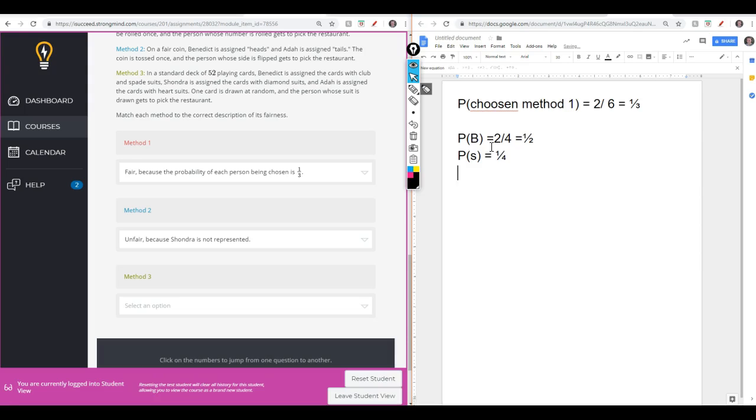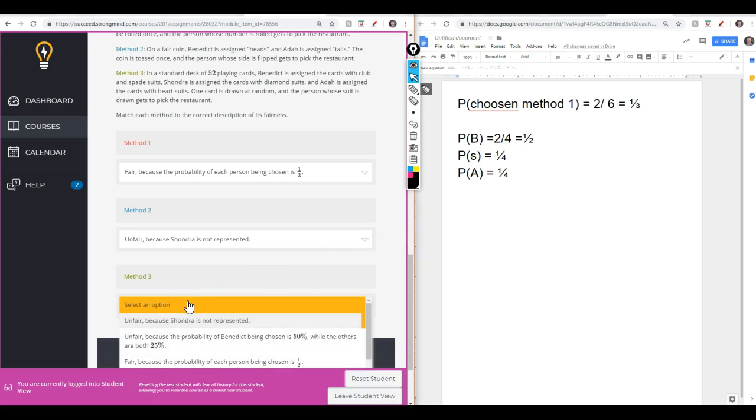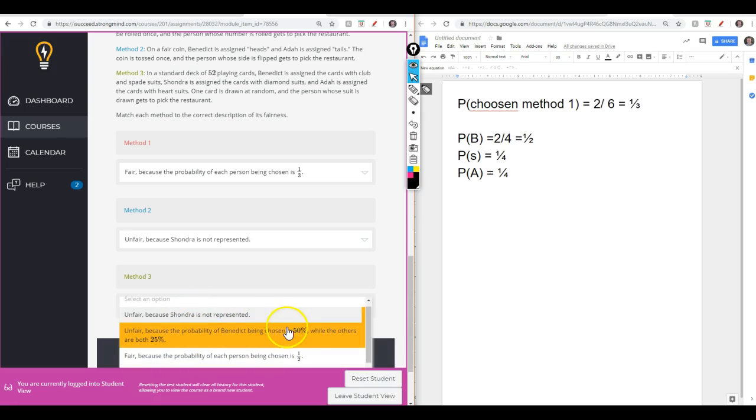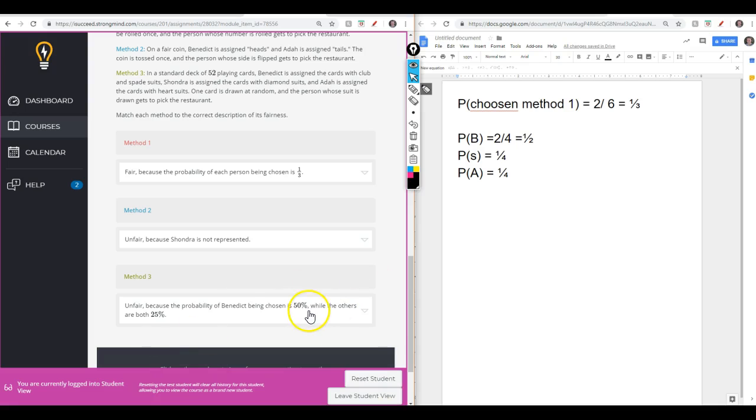Now the probability of Chandra being selected is she's assigned 1 suit out of the 4, so that's 1/4, and the probability of Ada being selected, again, she was assigned 1 suit out of the 4, so that's 1/4. So it's not fair because Benedict has 50% while the others are both 25%. 50% is equivalent to 1/2 and 25% is equivalent to 1/4.